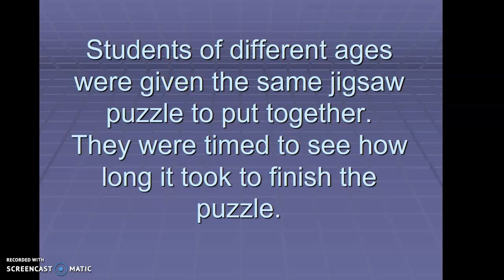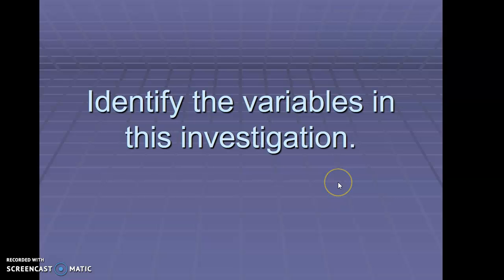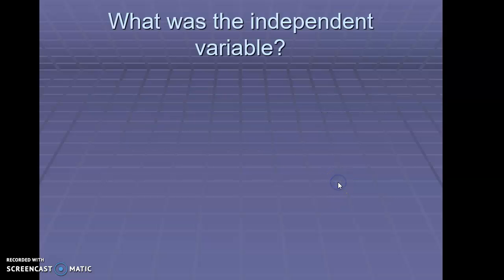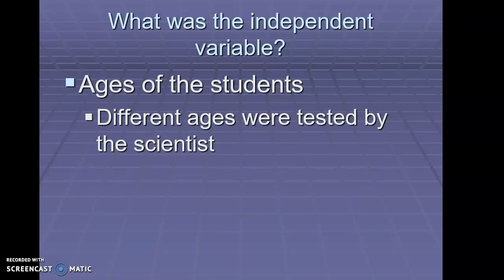Students of different ages were given the same jigsaw puzzle to put together. They were timed to see how long it took them to finish the puzzle. So we're going to identify the variables in this investigation. So what is our independent variable? Okay, it is the ages of the students.